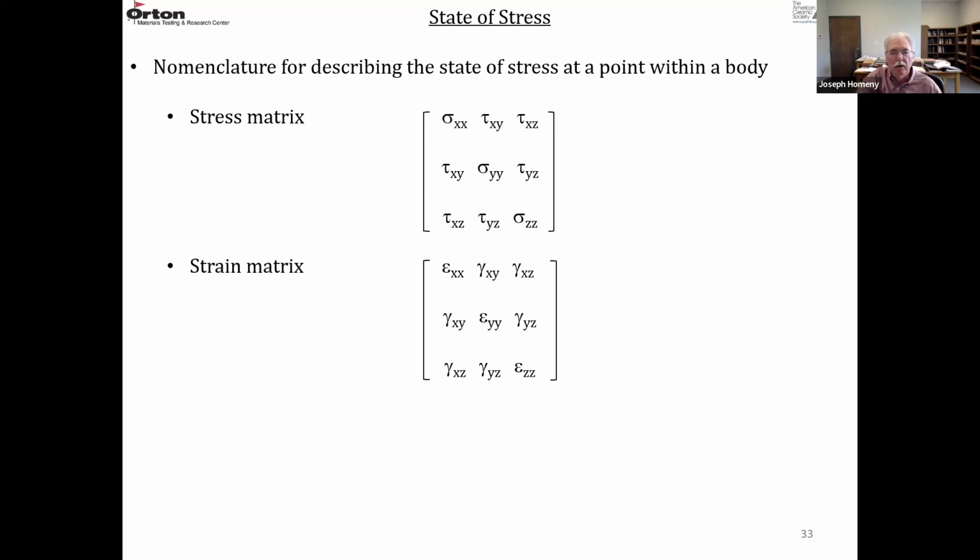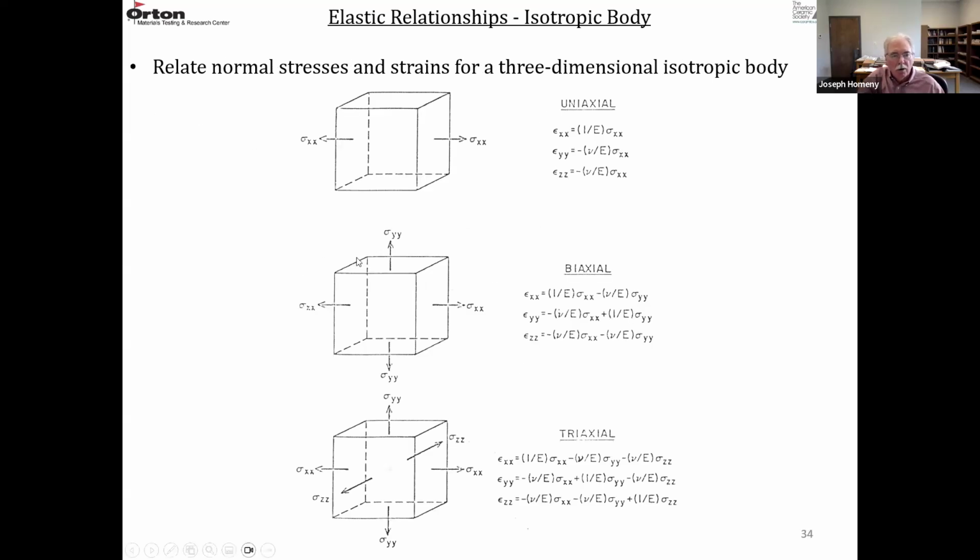And you can put that in a matrix form. The main diagonal has your normal stresses, then the off diagonal is where your shear stresses are. So you can have a stress matrix. You can also have a strain matrix. Your normal strains are along the diagonal, and your shear strains are off the diagonal. So we're dealing with 3-dimensional isotropic bodies for refractories.